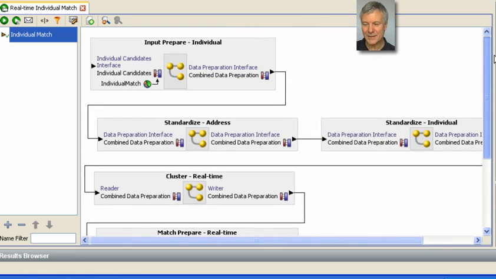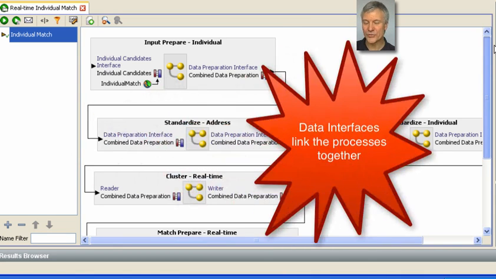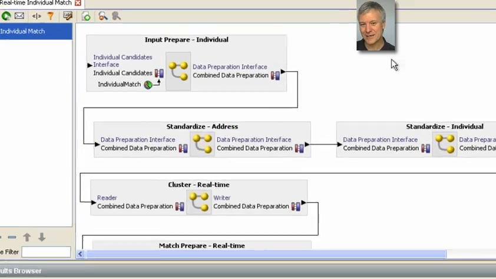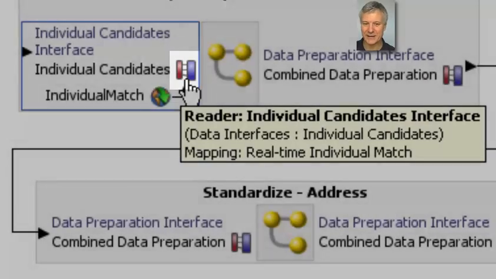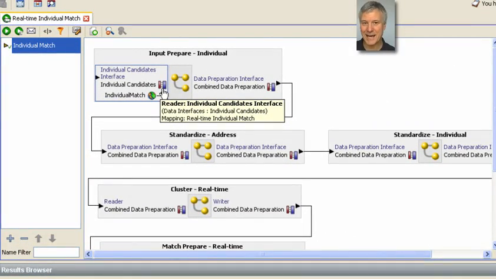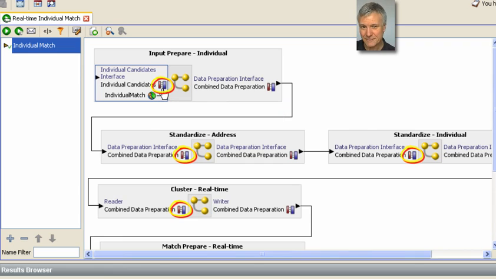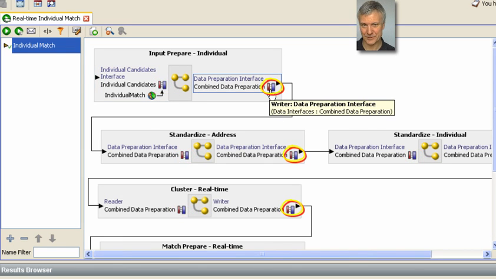Now, how are they linked? Well, they're linked using data interfaces. And there are also data interfaces for input into the first process and output into the last process. Now, the symbol for the data interface, the icon, you can see here. So you can see each of these processes has a data interface on the left for input and on the right for output.